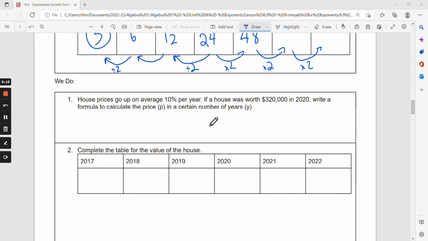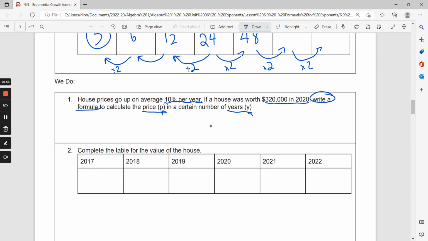So house prices go up on an average of 10% per year. So I'm seeing some sort of change there. So I'm going to go ahead and underline that. It says if a house was worth $320,000 in 2020, we're going to write a formula to calculate the price in a certain number of years, and I can see that we've got our price defined as P and our years defined as Y.